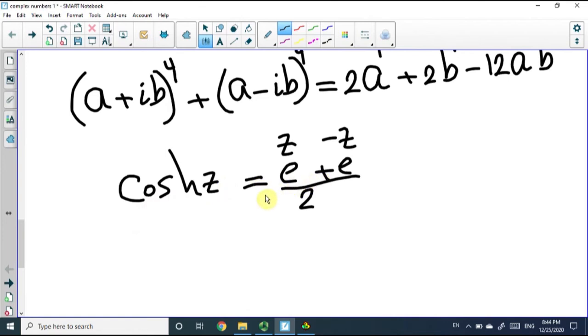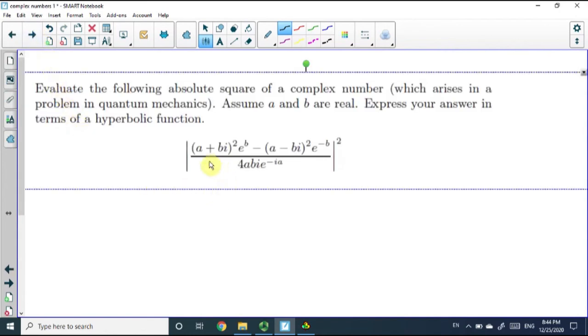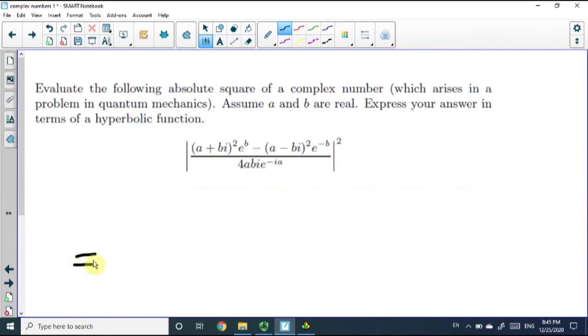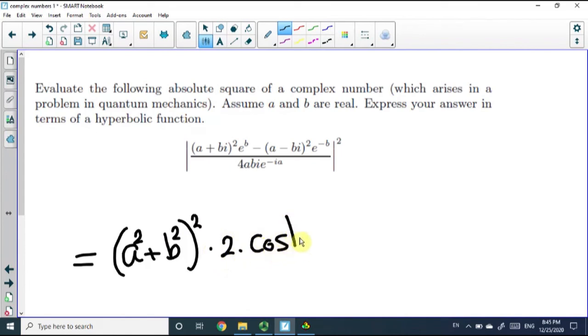we can find the final answer for our question, which is this one again. Let me show you the question again. So the answer is, we prove that the numerator is a squared plus b squared, squared, times 2 times cosh 2b, plus the last two terms that we proved previously.